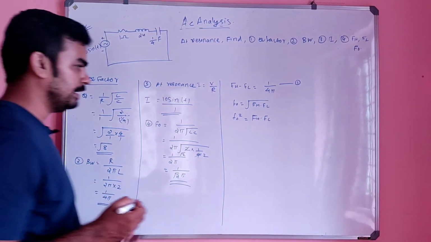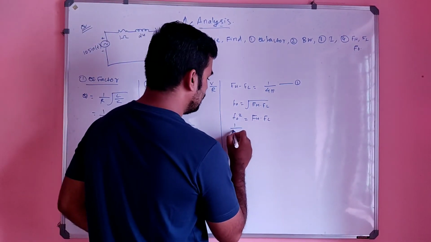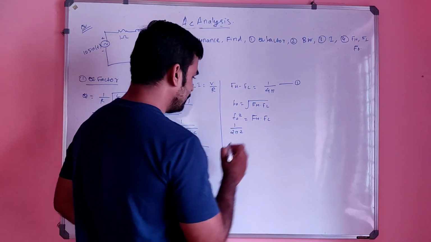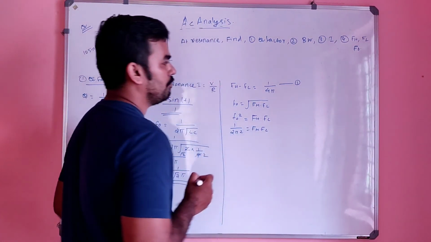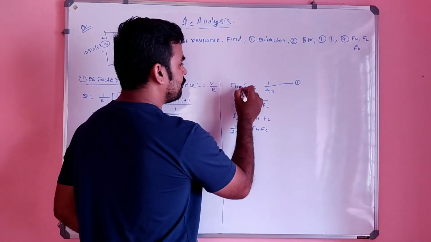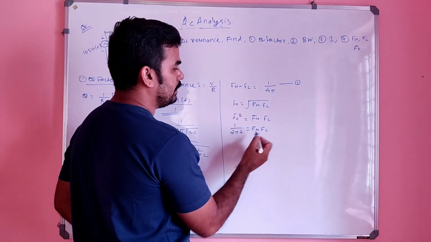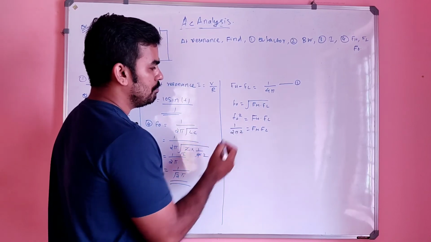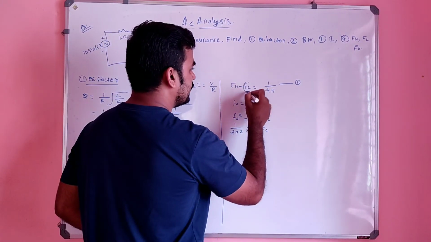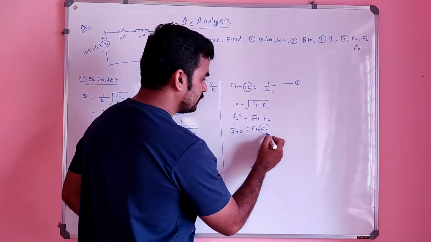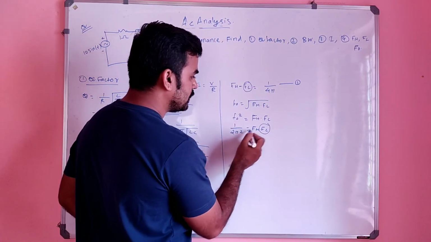1 by root 2 pi. So F0 square will be equal to 1 by 2 pi square, right? 1 by 2 pi square equal to FH into FL. So FH minus FL is equal to 1 by 4 pi and FH into FL equal to what? 1 by 2 pi square. Here I can replace this quantity, FL, with FL equal to 1 by 2 pi square FH.